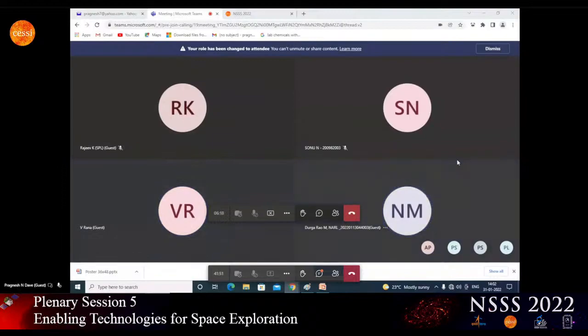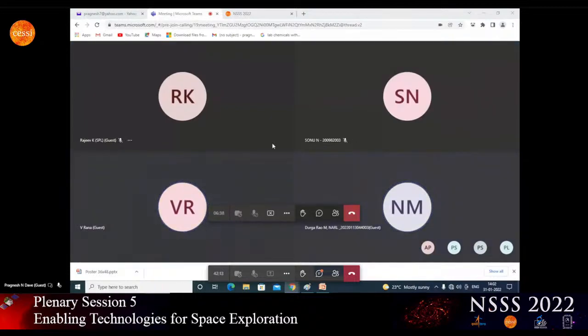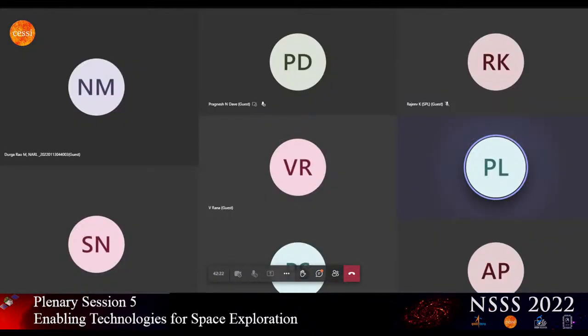So this is plenary session 5. We'll be discussing scientific articles, presentations on enabling technologies for space exploration. The convener for this session is Professor Tirtha Pratim Das. The co-conveners are N. Raghumiti sir, M. Durga Rao sir, and V.K. Rana sir. The session chair for this session is Tirtha Pratim Das sir and M. Durga Rao sir. So we request the esteemed chairs, co-chairs, conveners, and co-conveners to take over the further proceeding of the session. Over to you, sir.